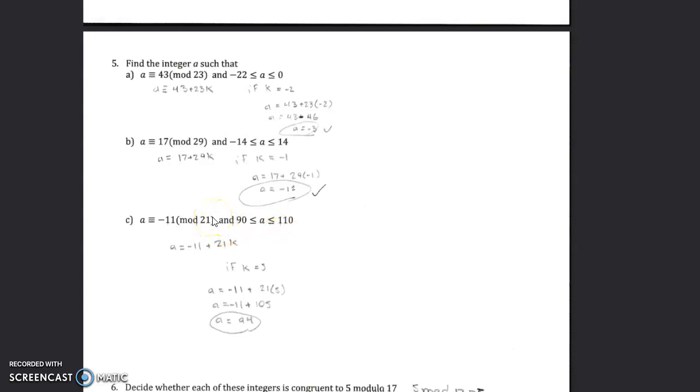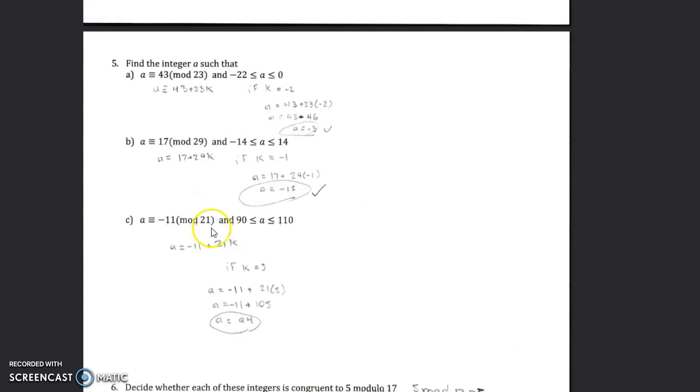B, we move on to A7 is equal to 17 mod 29. Again, we can rewrite this as A is equal to 17 plus 29k because of mod rules, where k is an integer. If k is equal to an integer, it has to complete the condition that negative 14 is less than or equal to A, and A is less than or equal to 14. So again, I chose that k is negative 1, A is equal to 17 plus 29 times negative 1, 17 minus 29, you get A is equal to negative 12, which fits the parameters.